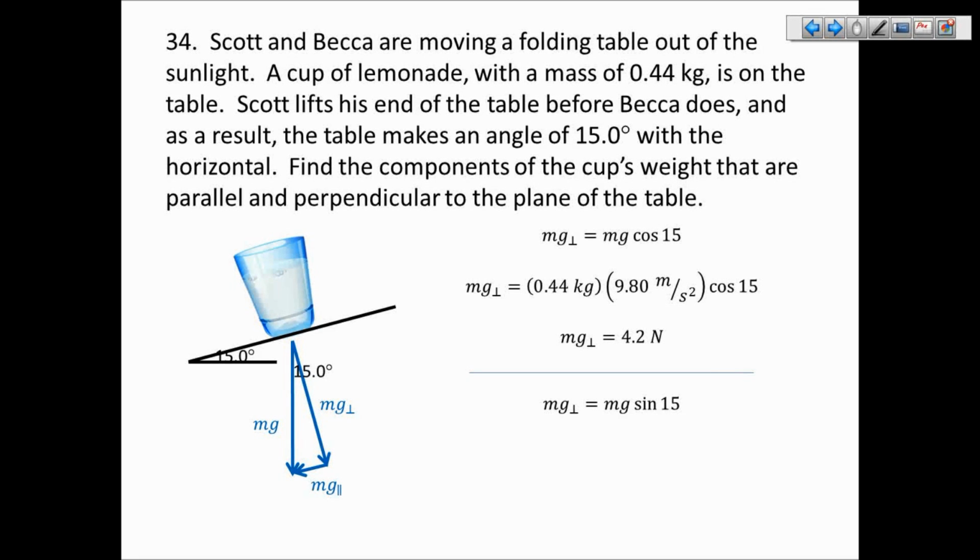Now mg parallel is mg sine of 15 because mg parallel, oh, excuse me, that's supposed to say parallel, not perpendicular again, but whatever. Mg parallel is away from that 15-degree angle. So following it along, plugging in, we see that it's 1.1 newtons. Now from the triangle, and I actually did measure these angles out as I drew them, we can see that that perpendicular component should be quite a bit bigger, and my math supports that.